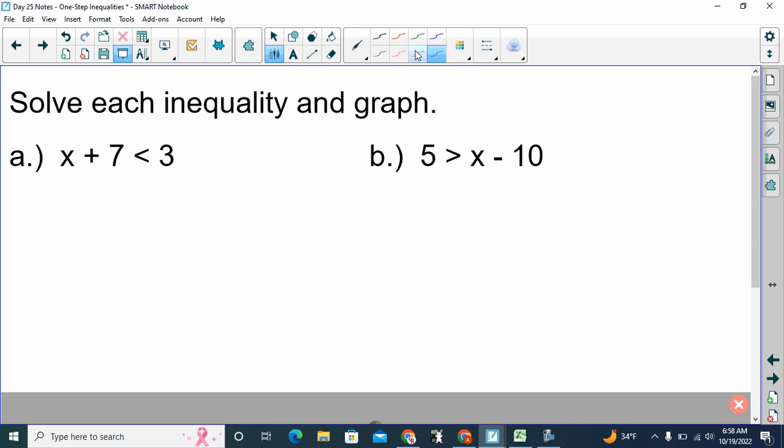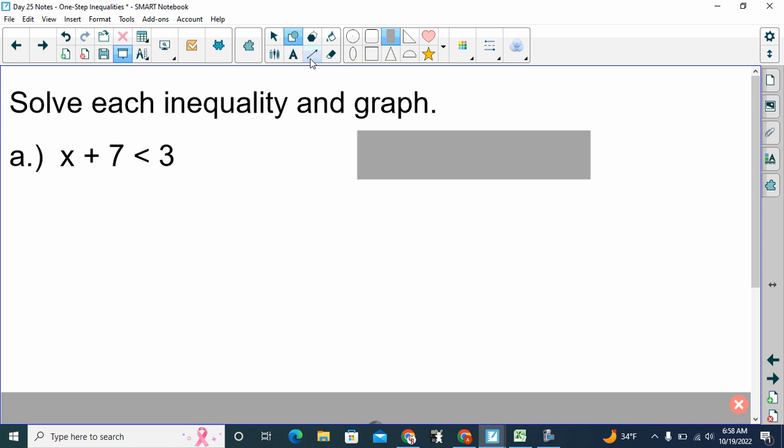So example 1 asks us to solve each of the following inequalities. We are also asked to graph our solution. Solve the inequality and graph your solution. So we are given x plus 7 is less than 3. We solve this exactly the same way we solve an equation.